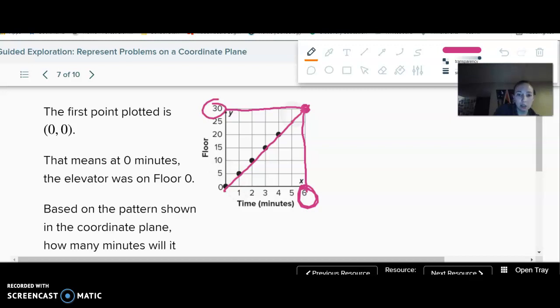I can even add another point here. I know it doesn't ask. And say, at 5 minutes, it was at the 25th floor. Notice how I accidentally mixed those up. You need to be really careful to make sure you have your which is on which axis straight. So 5 minutes, 25th floor. Or 6 minutes, 30th floor. So seeing those patterns is easier to see visually.